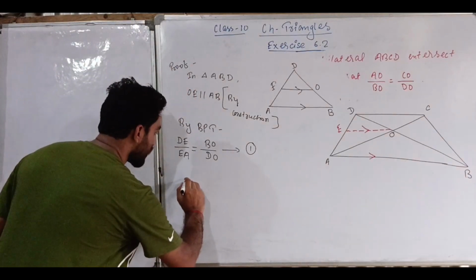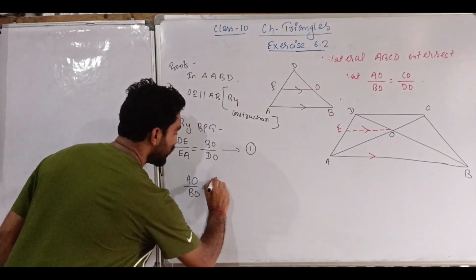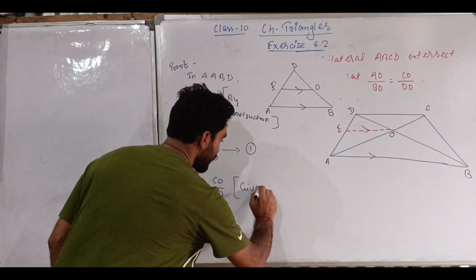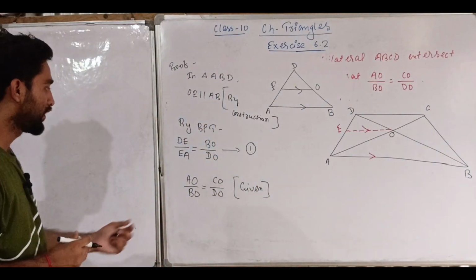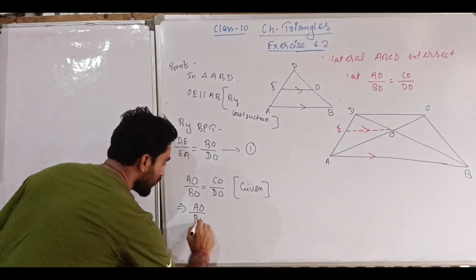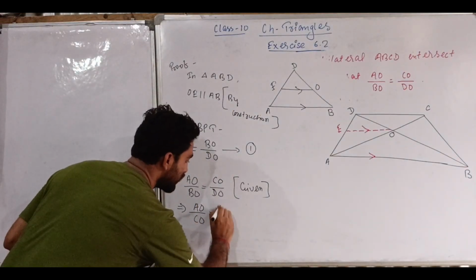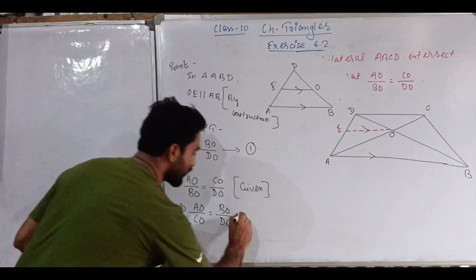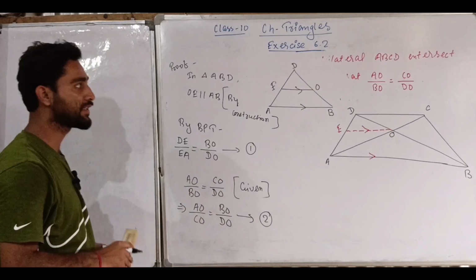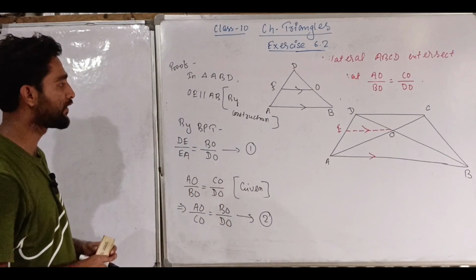Now, AO divided by BO is equal to CO divided by DO. This information is given in the question, so we will utilize it. Now if we interchange the sides, AO divided by CO is equal to BO divided by DO. Why did we do this? To make the right-hand sides the same in both equations. Now you see in equations 1 and 2 the right-hand sides are same, so we can equate the left-hand sides.